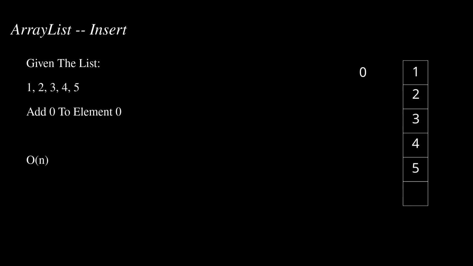What's going to happen is this 0 needs to be living at element 0. So the array list will then have to copy or move down every single element, or every single value, in the array list down one, and then it can set element 0 to value 0. This means that the worst case runtime complexity of an insert is going to be O of n. Now, to make matters worse, this insertion may cause that amortized runtime to happen.